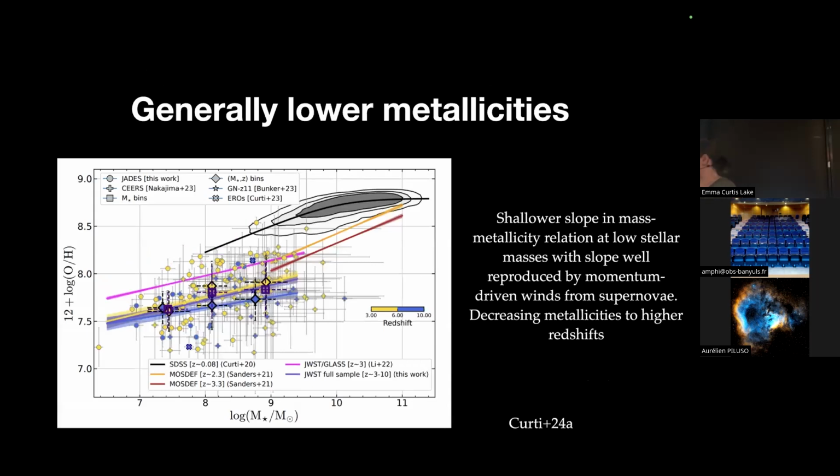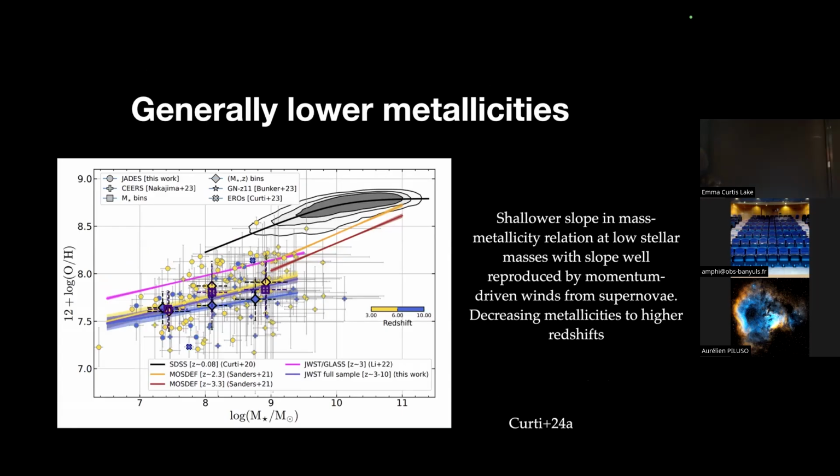Looking at the mass metallicity, we see strong evolution. These are color coded by redshift: from yellow, redshift 3 to 6, and blue is 6 to 10. And this is the local galaxy sample from SDSS. And these are the bins from JWST.